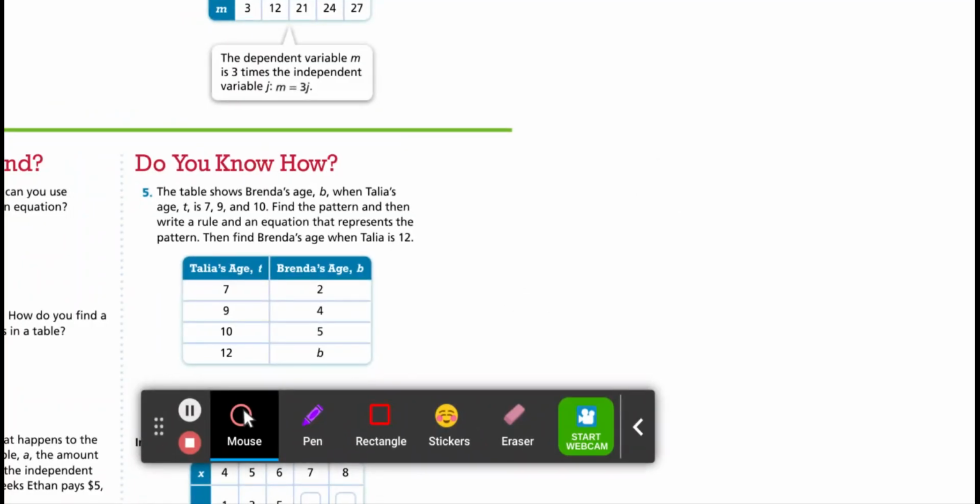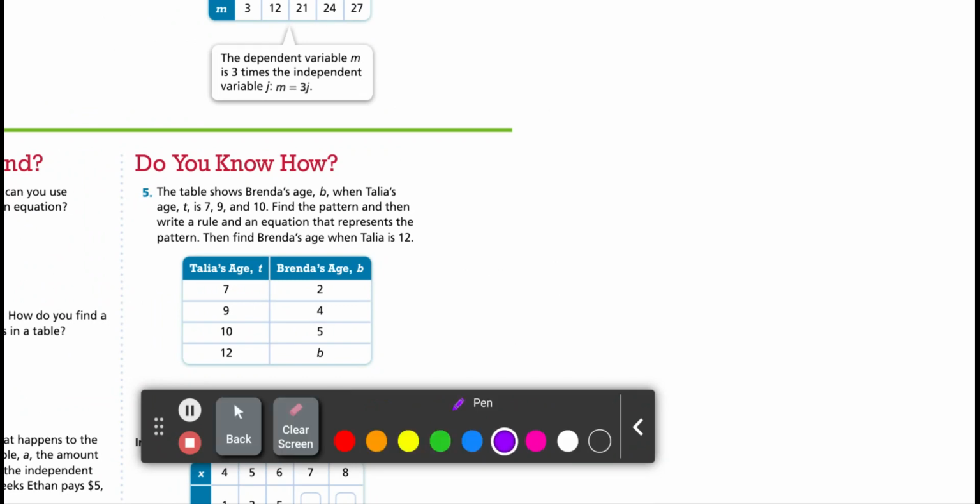The table shows Brenda's age B when Talia's age T is 7, 9, and 10. So Talia's age is independent here. We have the 7, 9, 10, 12. Her age is independent there. Brenda's age is changing based on Talia's age. So we have to figure out a pattern. What is the pattern with Talia's age to Brenda's age?